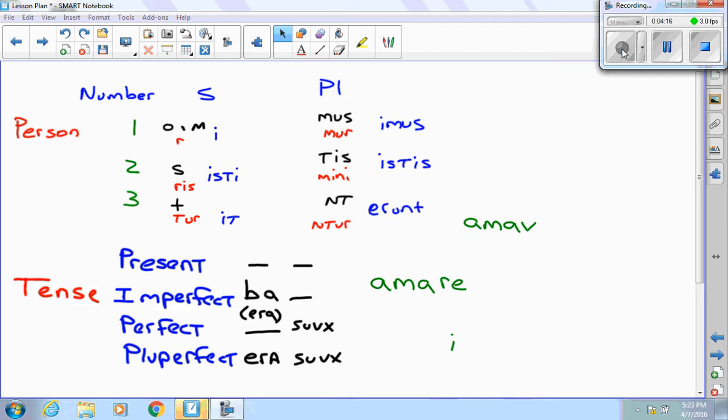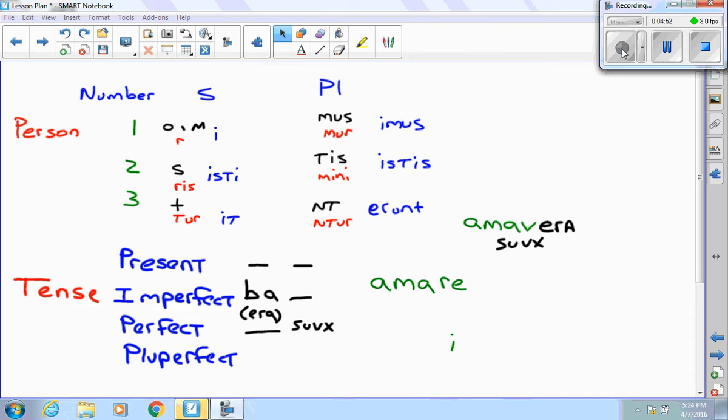If I change it this way, I see the V gives me a clue. The ERA is my marker for the pluperfect. And now if I give it an ending, I can't use the reds for the perfect. I can only use the blacks for the pluperfect. I can use the blues for the perfect and the blacks for the pluperfect. So to end this, I can use third person plural, amaverant. I can use amaveramus.